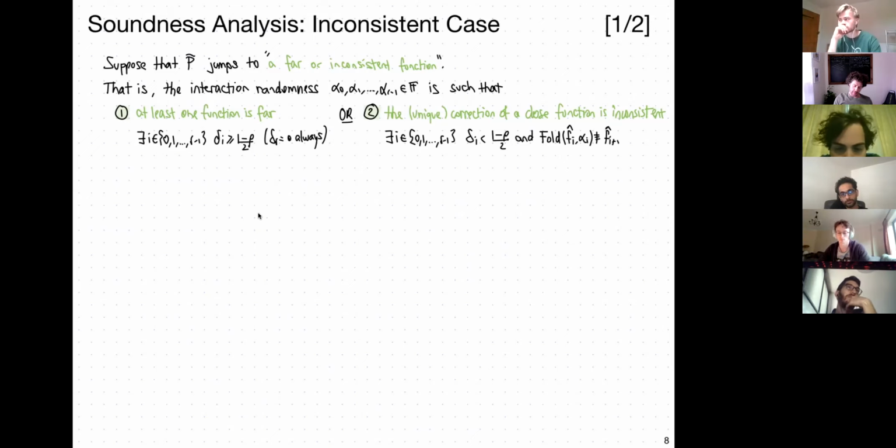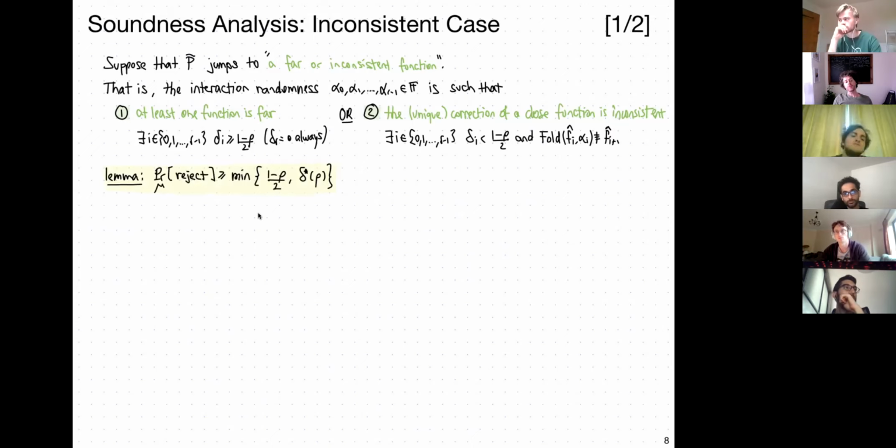Okay, so that's the idea. And the lemma that we'll show in this case is that the probability that we will reject is precisely the minimum between that and the distance of the code.